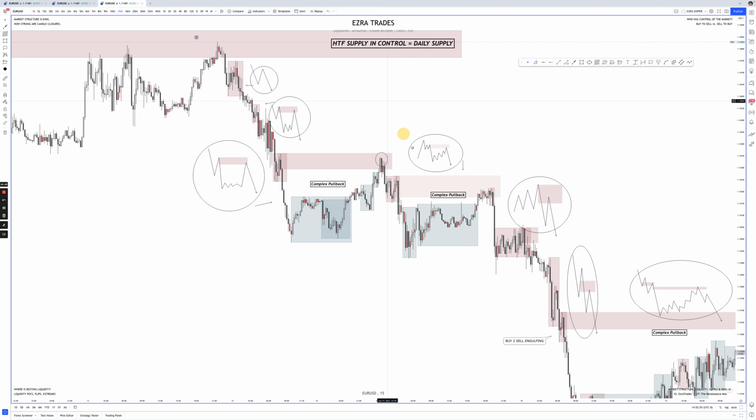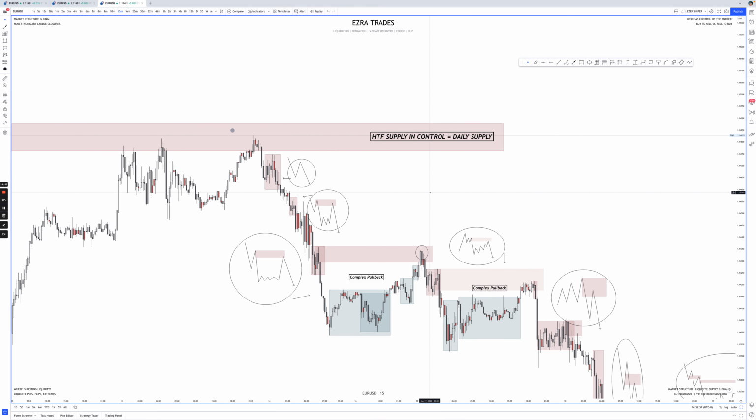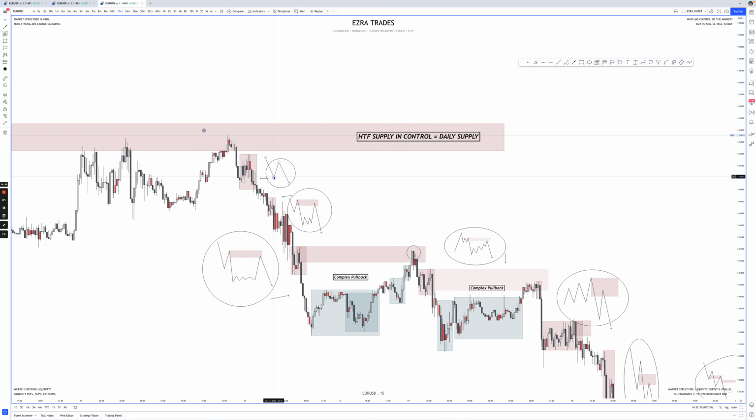And here, I'm drawing most of these examples like this so that you can see what happens here, right? Our expectation is that we take out the low, because this is just a basic continuation range model, I guess you could call it, right? It's not a change of character in this case, but we're just going to put this line. So that's what we swept. We swept the bottom, right? We're continuing to the downside.